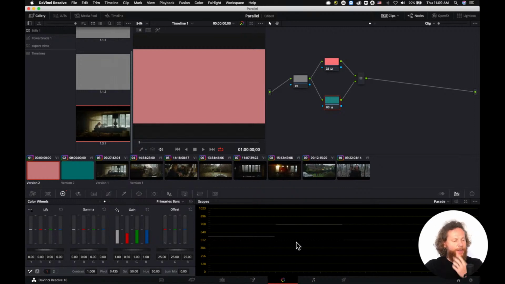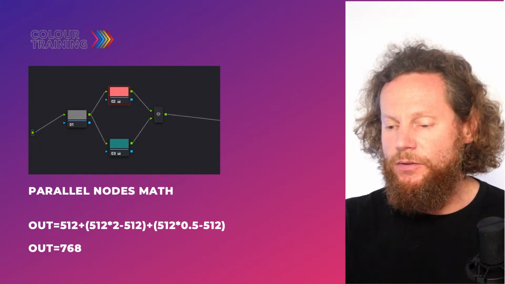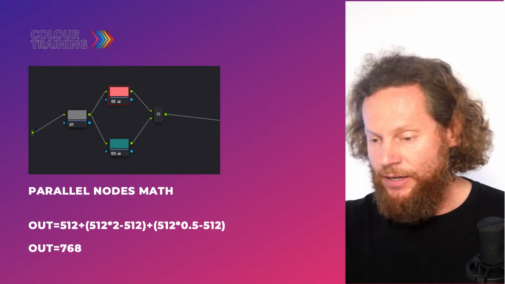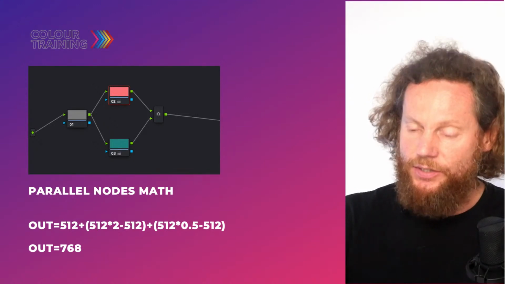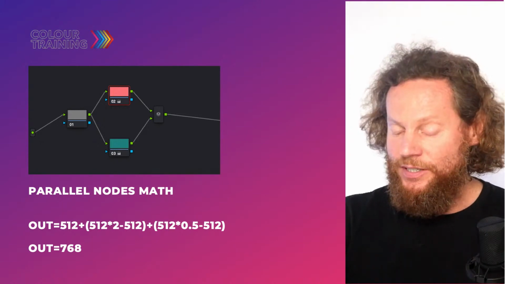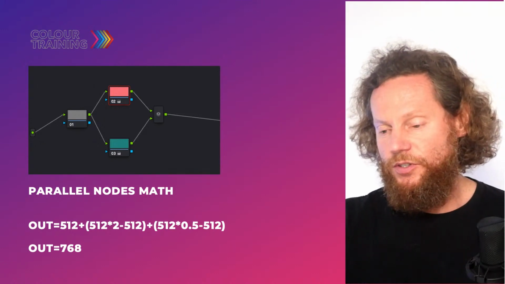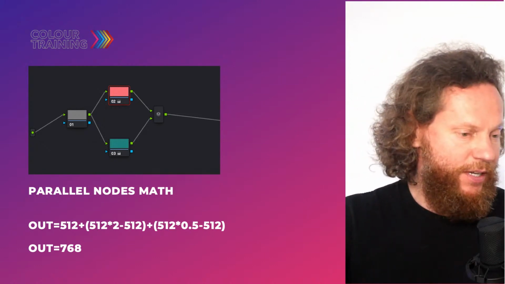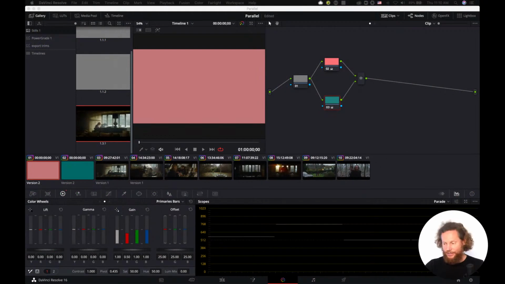768. And that is actually correct, because if we check with our formula for parallel nodes, it is 512 plus 512 times 2 minus 512, so this is again 512 output plus minus 256. We're going to get 1024 minus 256, which is 768. We have 768 here on DaVinci Resolve also, as you can see. So that's absolutely correct.